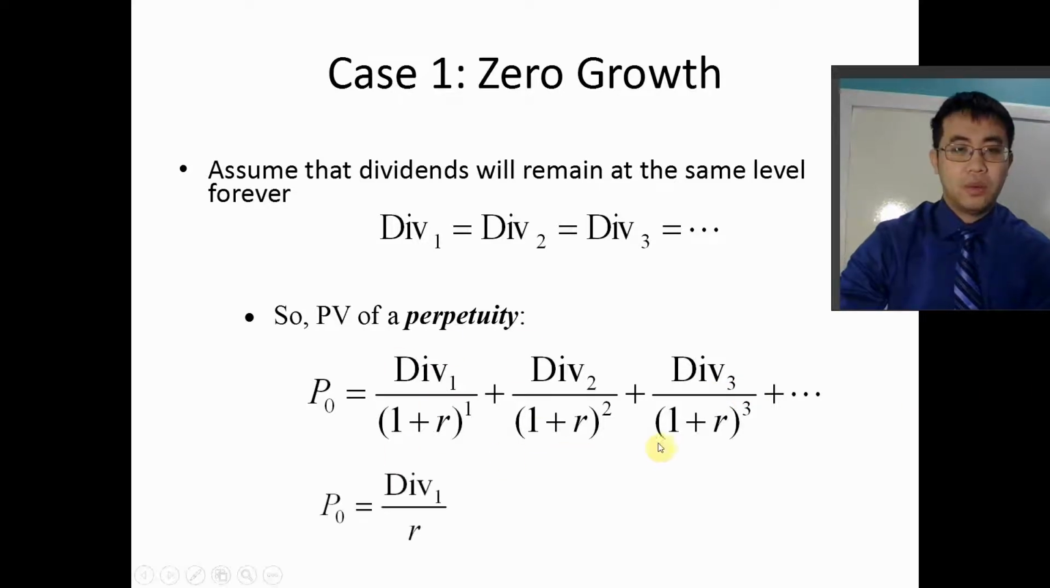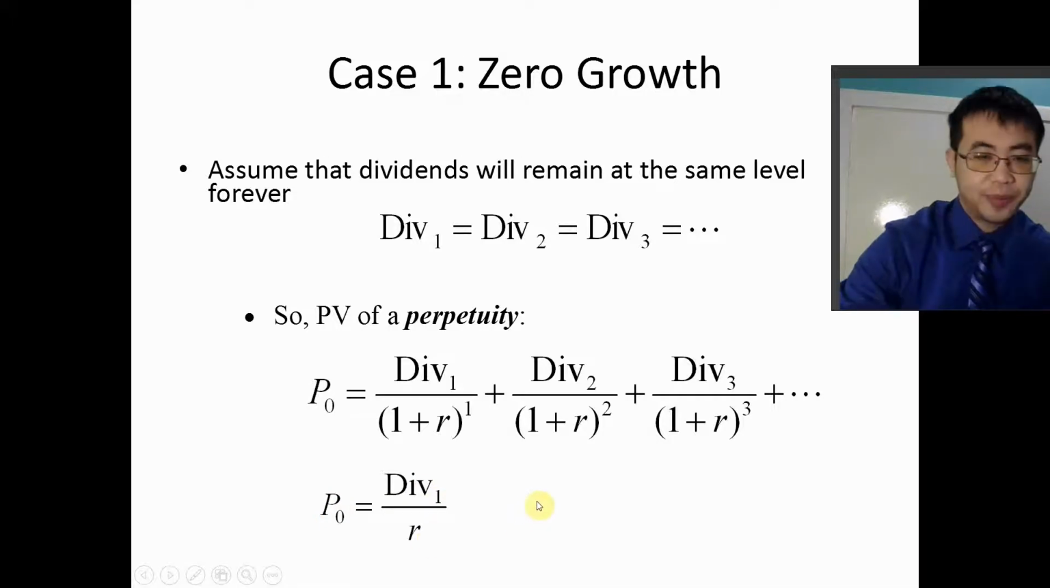If you shrink it down to one math formula, that's a very easy way to operate. You just use the first year's dividend divided by the required return. So if your dividend keeps at $10, your required return is 5%. So it's going to be 10 divided by 5%. That's going to be 200. Okay, so P0 is going to be 200 if dividend 1 is 10, R is 5%.